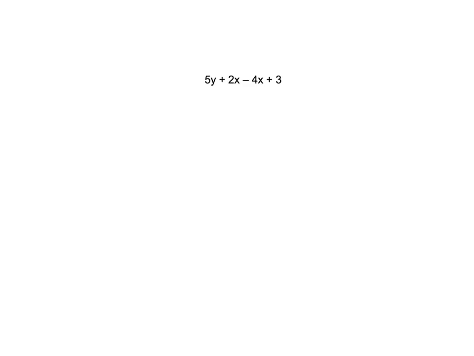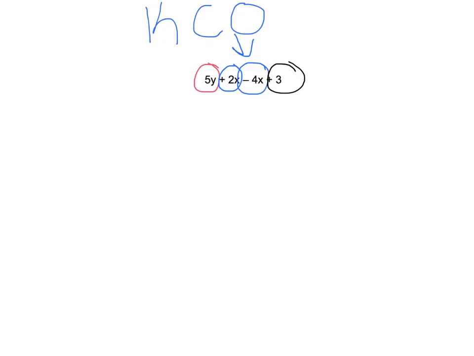For our last example, we have 5y plus 2x minus 4x plus 3. 5y has no other like terms, so I move on to the 2x. 2x and negative 4x are like terms, and then I'm left with the 3. I don't need to combine anything, but I do need to keep, change opposite for the terms in the middle.